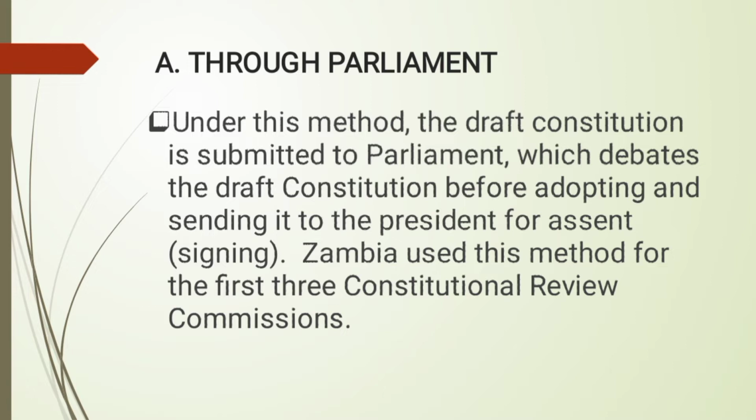Zambia used this method for the first three constitutional review commissions. That is the Chona Constitutional Review Commission, the Mvunga, and the Mwanakatwe. So during these three constitutional review commissions, Zambia used parliament to adopt the constitution, meaning it was being submitted to parliament, parliament was debating it and sending it to the president for assent. I hope we're together on adoption of a constitution through parliament.